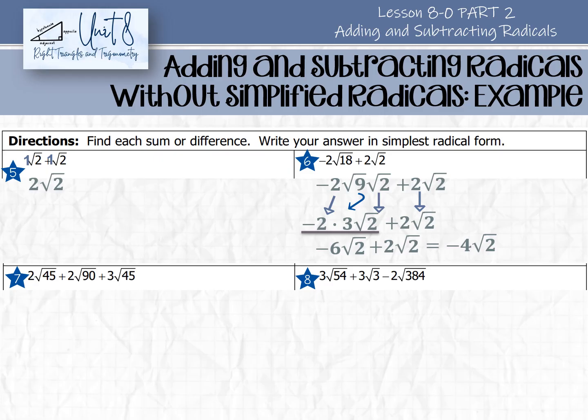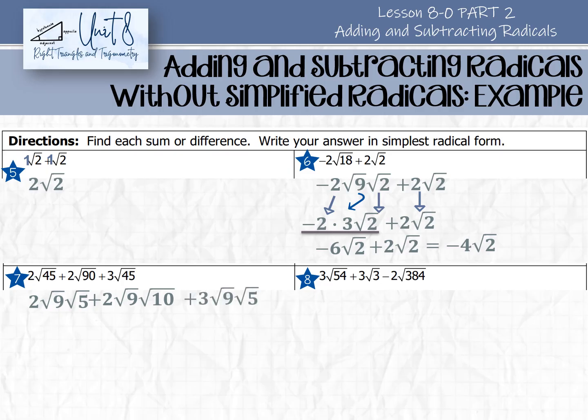Let's break them down. It looks like they all have 9 as a factor. So 2 times the square root of 9 times the square root of 5, because 9 times 5 is 45, and 9 is a perfect square. Next one, 2 times radical 9 times radical 10, because 9 times 10 is 90, and 9 is a perfect square.